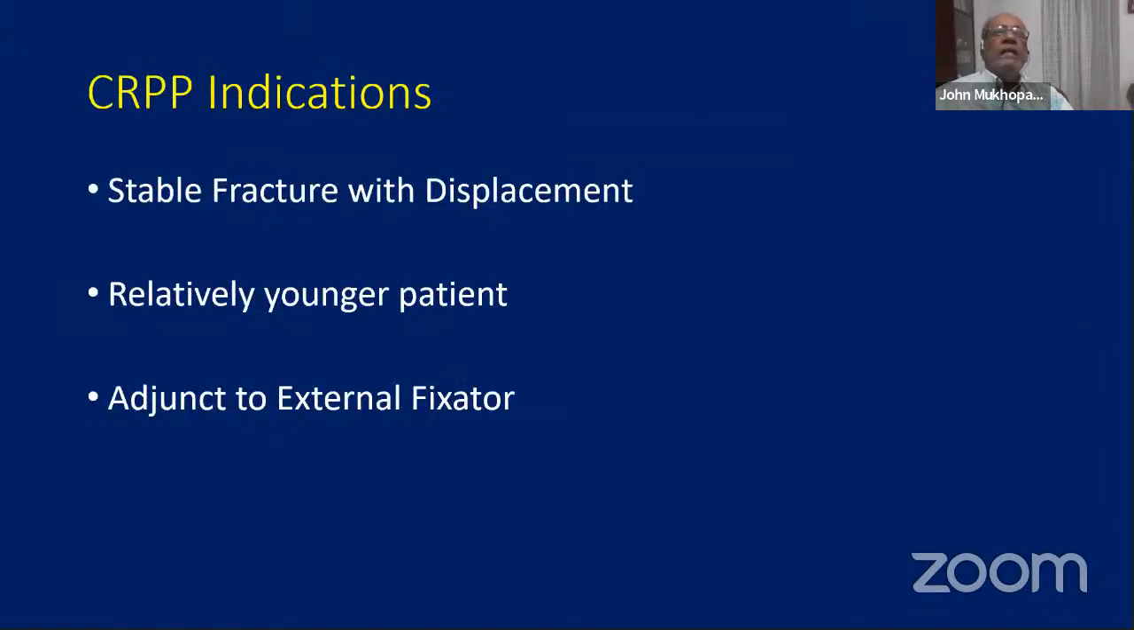Now, what are the indications for closed reduction and percutaneous pin fixation? I think these are stable fractures with displacement. So if you have a displacement, but when you reduce it, it's reasonably stable, especially in the relatively younger patient, you may consider closed reduction and percutaneous pinning. And like I mentioned, sometimes we use an external fixator as an adjunct, or the pins as an adjunct to external fixator in some of these cases. And we still do that once in a while where there's some reason for not doing open surgery.